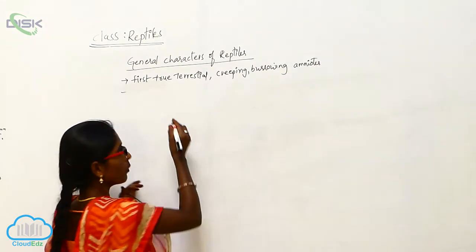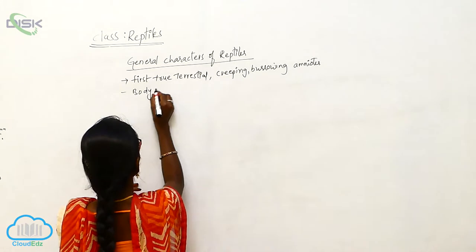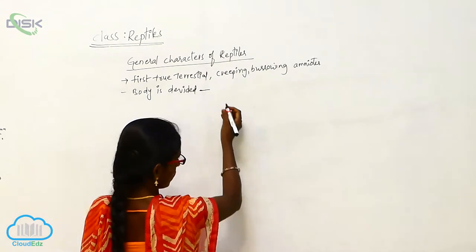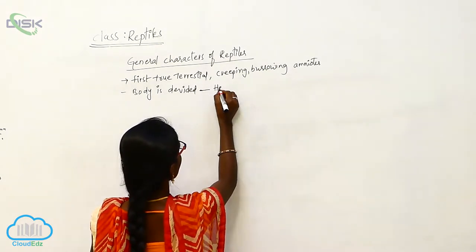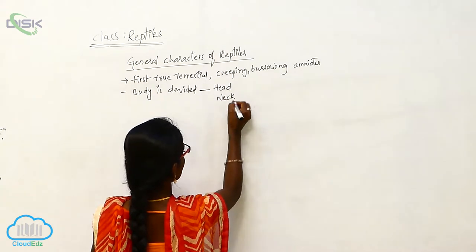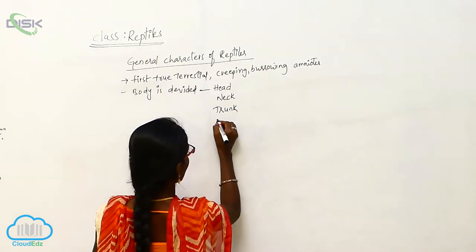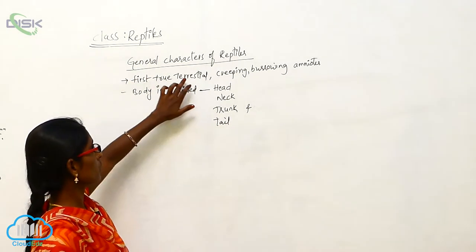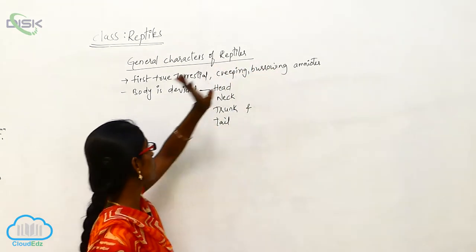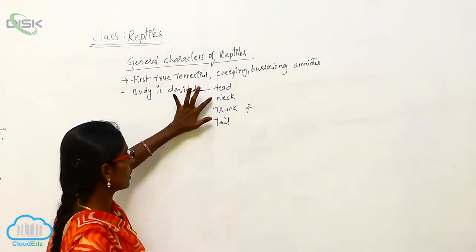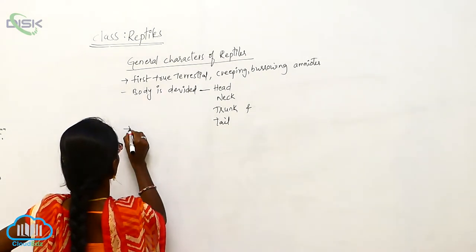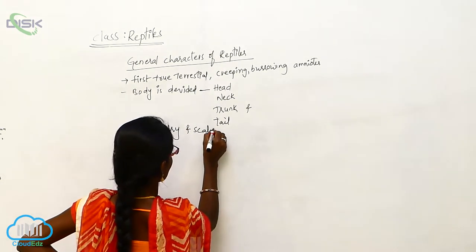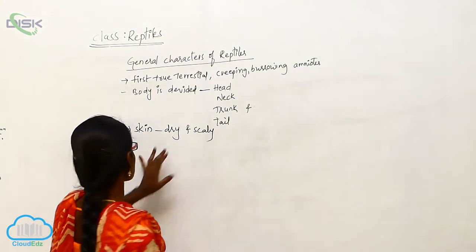The body is divided into head, neck, trunk and tail. So, first true terrestrial creeping burrowing amniotes. The body is divided into head, neck, trunk and tail. The skin is dry and scaly.